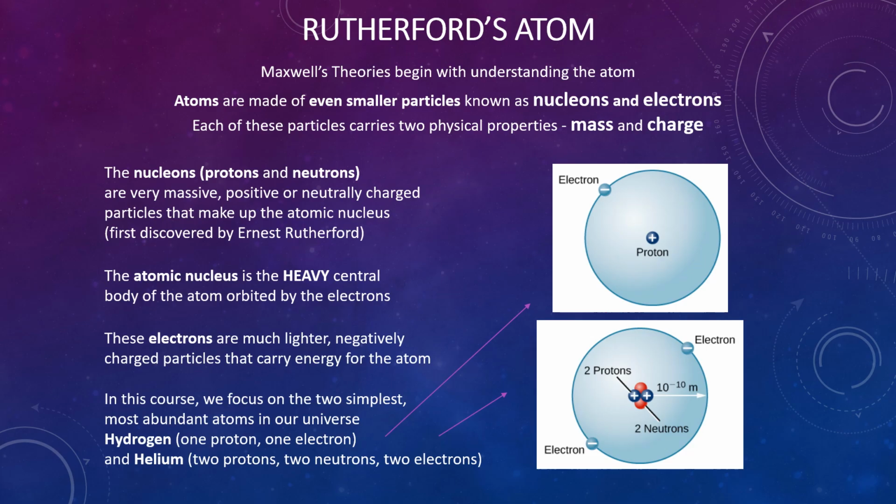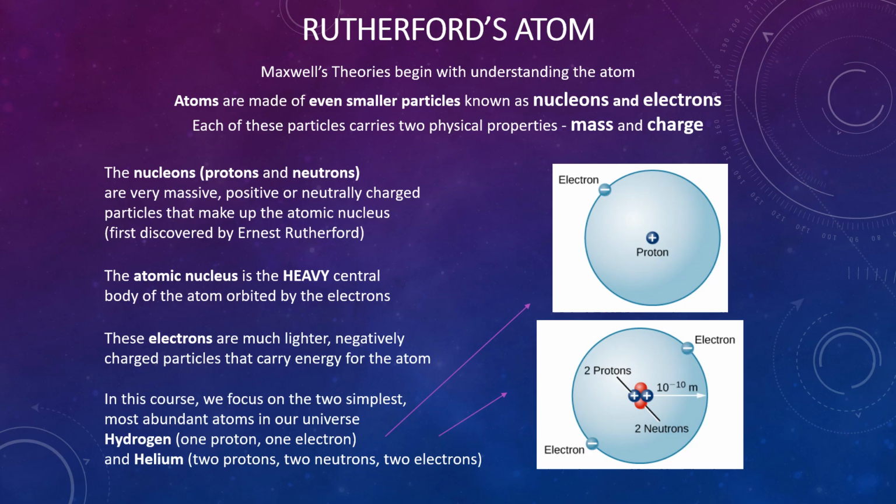And so in this course, we'll focus on the two simplest atoms in the universe, and they're also the two most abundant. So they're the two most important for astronomy, and that is hydrogen and helium. Hydrogen is composed of one proton in its nucleus with one electron around it, and helium is composed of two protons and two neutrons in its nucleus with two electrons orbiting around it.